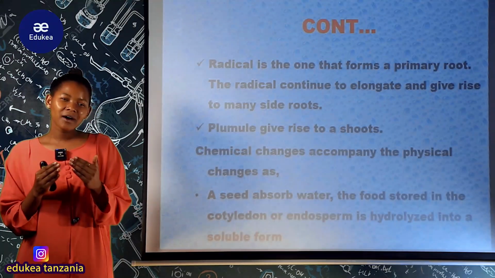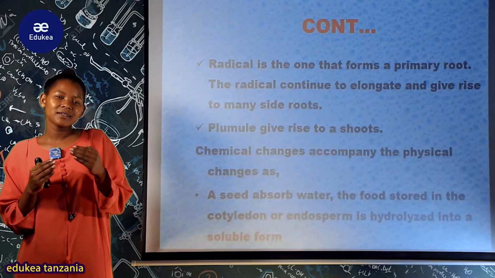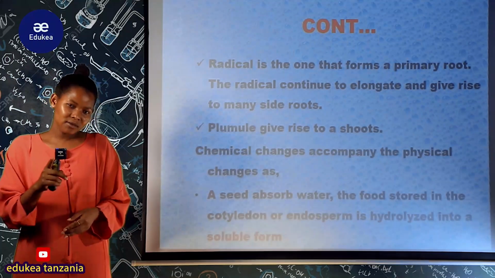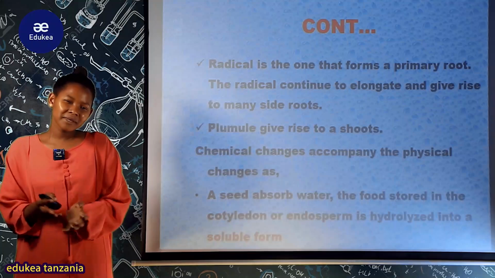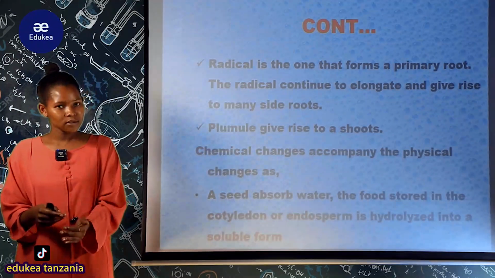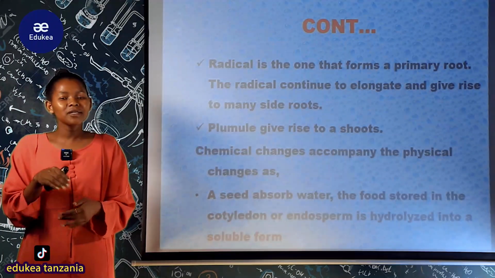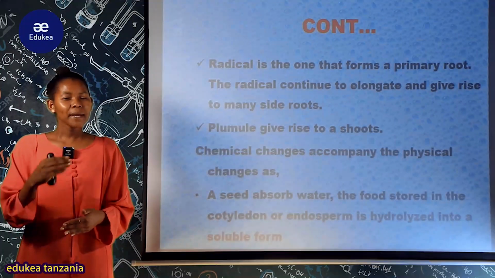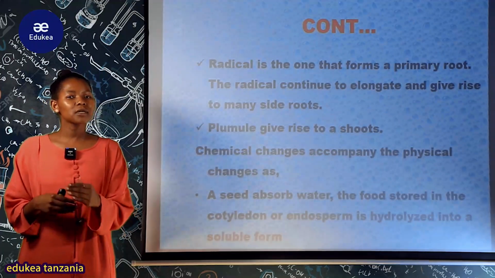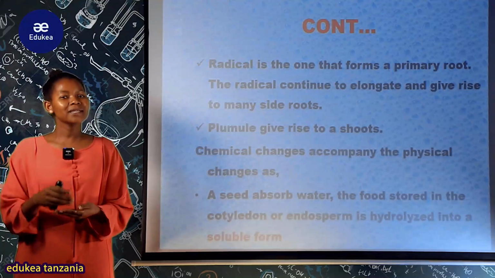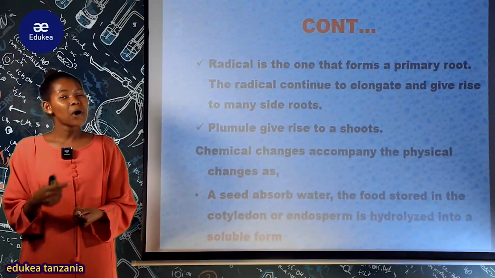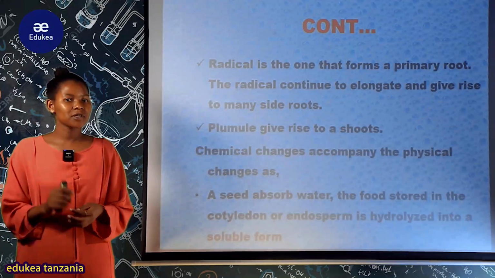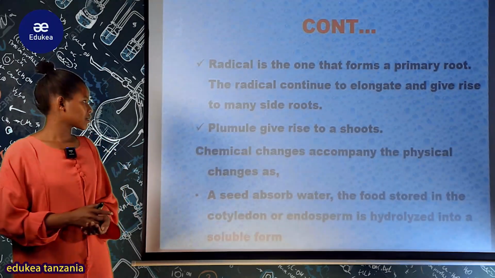Plumule we can see kwamba ni ile part ambayo ina give rise to the shoot. As we see kwamba seed ikiwa kama seed haina shoot wala haina root. Kwa hiyo kuna part itabidi develop into root na kuna part inabidi develop into shoot. Part itakayo develop into root, hiyo tunaita ni radicle, lakini part itakayo develop into shoot tunaita ni plumule. Those things after germination. Okay.